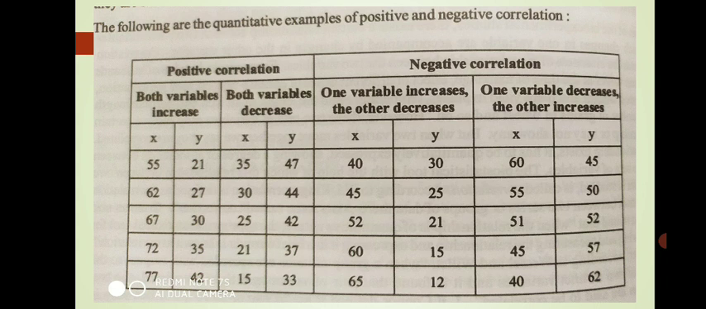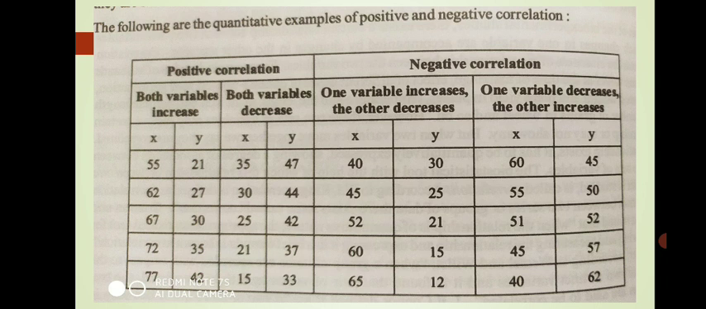Then if you see the second column, the negative correlation is explained. The first case is where one variable increases and the other decreases. In the x column, the values are successively increasing, and in the y column, the values are decreasing. So the x column is increasing, whereas the values of the y column are decreasing. This is the first case where one variable increases and the other decreases.